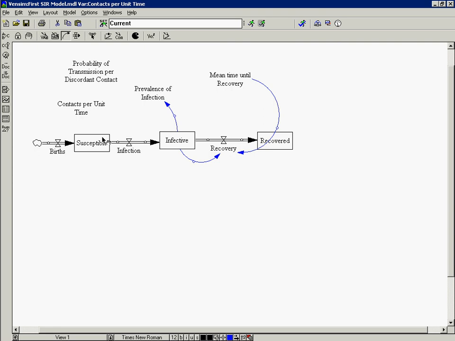And I'm actually using this to answer a student question via email too. So I'm going to create a variable called total population. And give me a formula for that, ladies and gentlemen. Susceptible plus infected. Yeah, that's right.